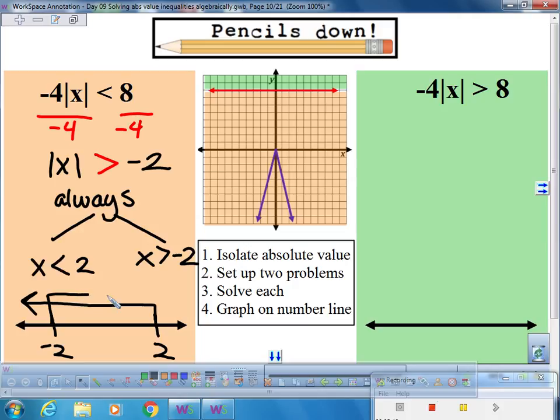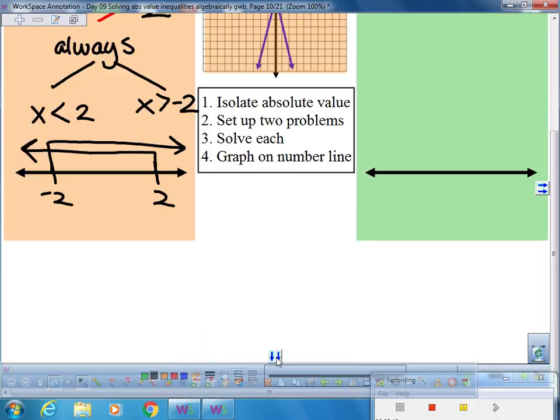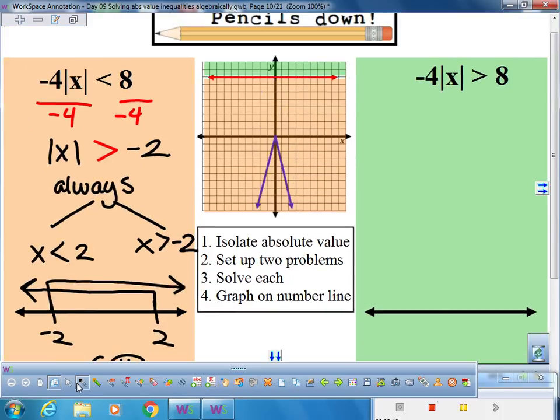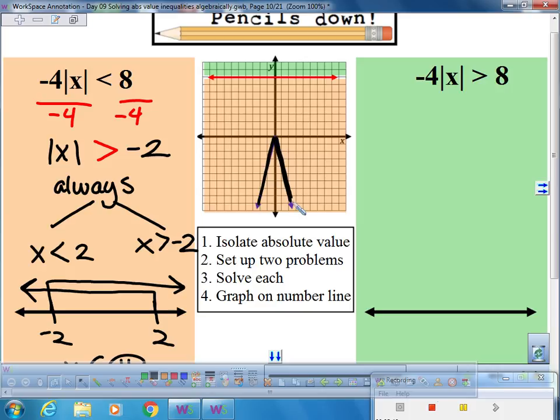So what do you see that happens? They overlap. What happens when something overlaps like that? X is an element of all real numbers. Just like on the graph right here, when is this function less than 8? When is the function right here, right? When is this function less than this line? Always. So that's a graphical representation.